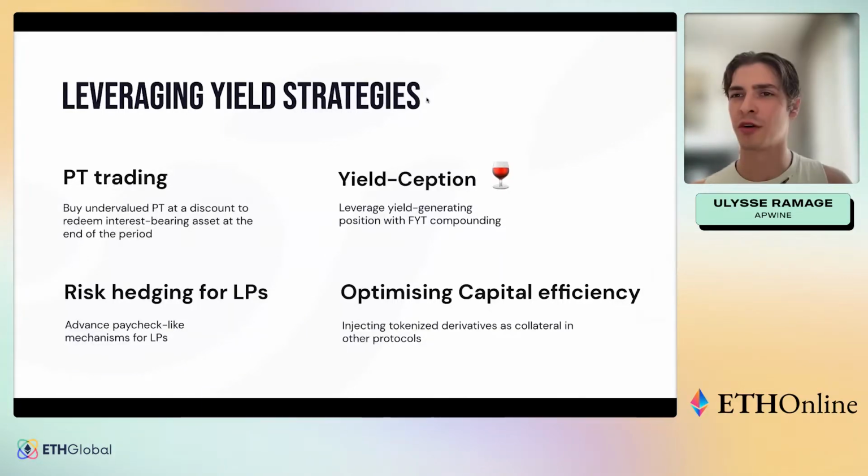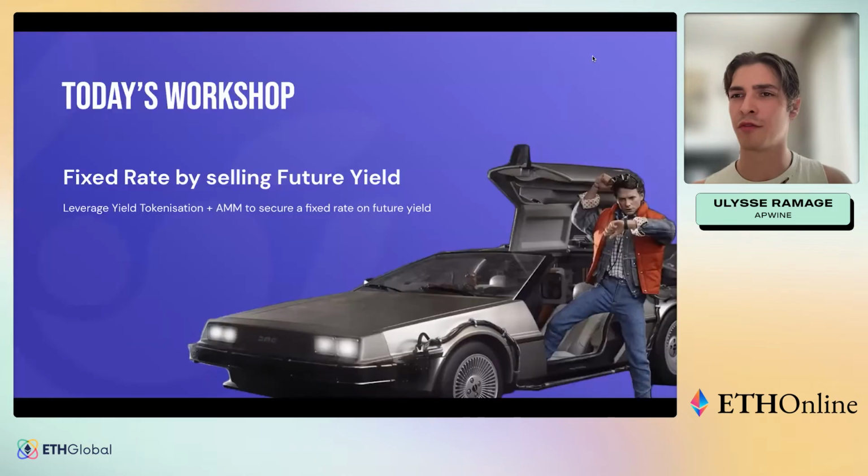There are other strategies that I'm not going to go through today, but we're going to be building our own little strategy: fixed rate, selling future yield. So leverage the yield tokenization of APWine and the APWine AMM to secure a fixed rate on your yield.